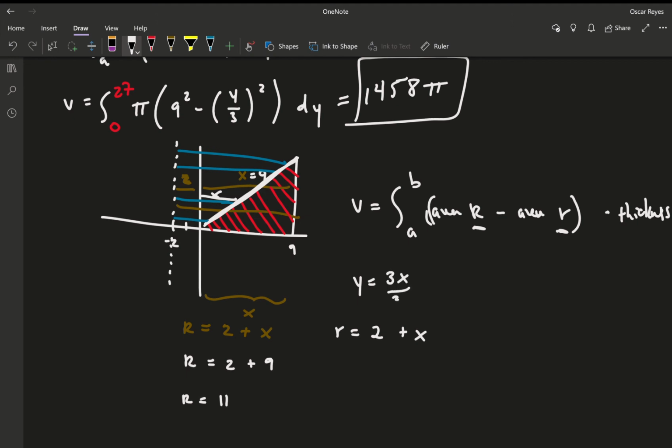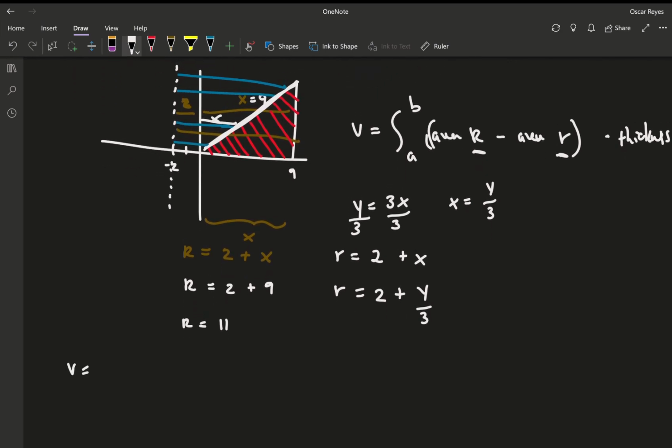So if we divide by 3, our x equals y over 3. So we know that our r is actually going to be r equals 2 plus y over 3. So we're going to put that back into our volume formula.